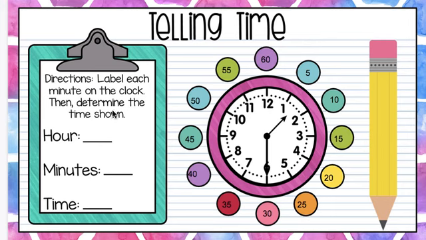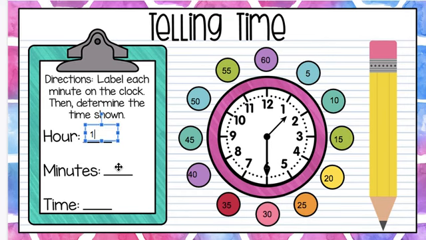Now we're going to determine the time shown. First, we find our hour. Remember, the word hour is shorter than the word minutes, so that tells you it's our shorthand. Find the shorthand. It's in between the 1 and the 2. That means it's past 1 o'clock, but not yet 2 o'clock. So our hour is 1.